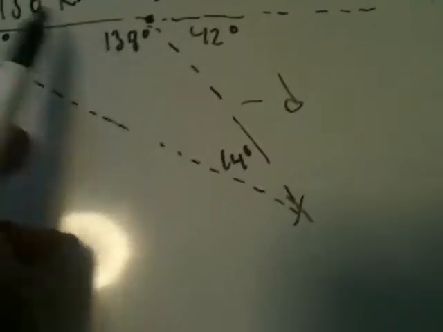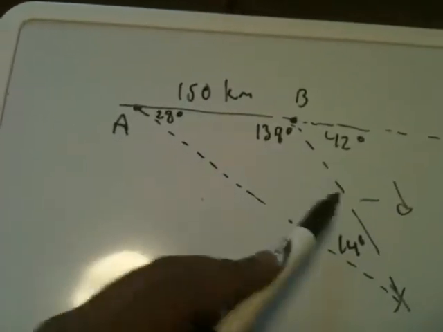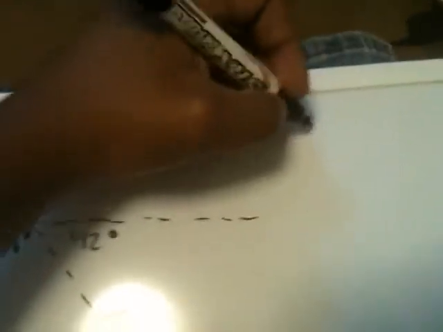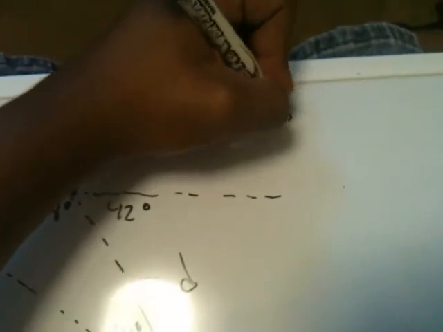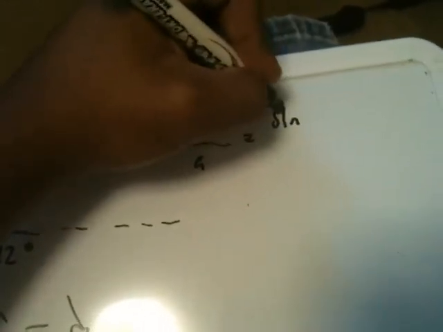And now we can start working with the law of sines. Because we have an angle and the side length opposite it, and what we need is this length right here, which is opposite this 28-degree angle. For those who don't know, the law of sines states that in a triangle ABC, the sine of angle A over the length of side a is equal to sine of B over b, and that's equal to the sine of C over c.